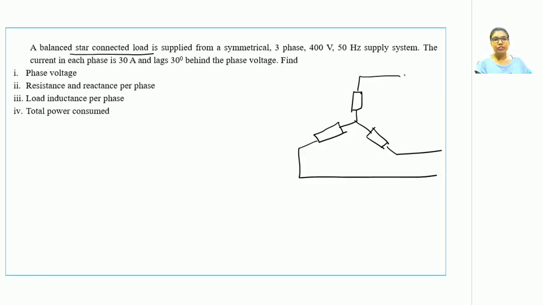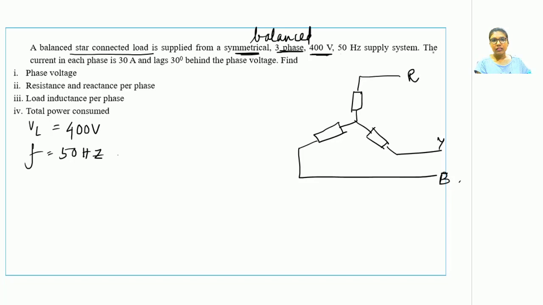Please make sure that you take out your terminals onto the right hand side. The reason was already discussed in the previous lectures. So the terminals are named as RYB. It is supplied from a symmetrical, by symmetrical it means a balanced, 3-phase 400 volts. So line voltage is given as 400 volts, 50 Hz supply system. So the value of the frequency is given as 50. Now this is the important part of this question, or the part which is different. The current in each phase is 30 amps.